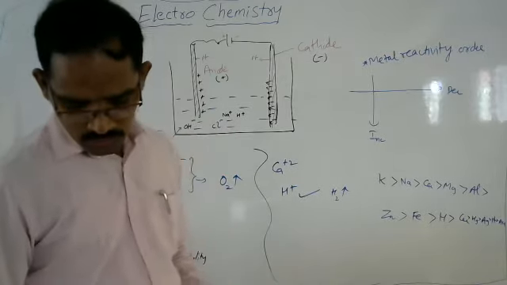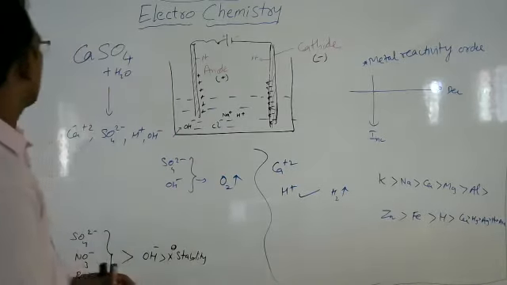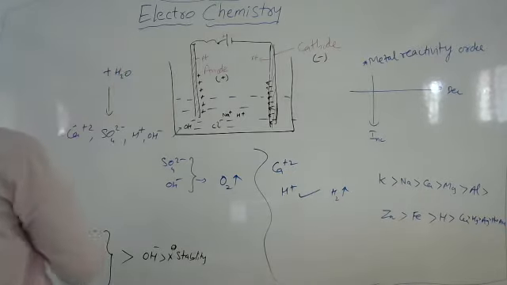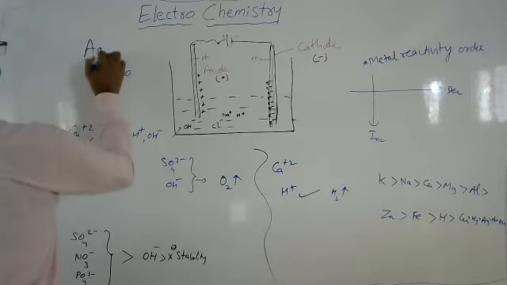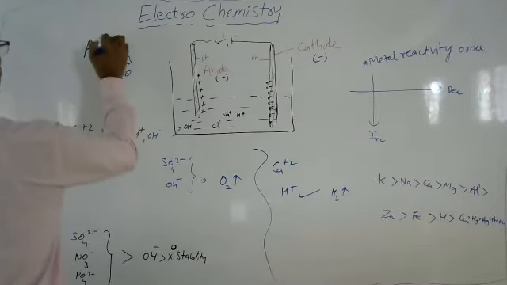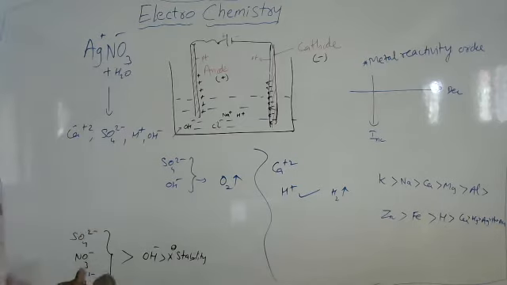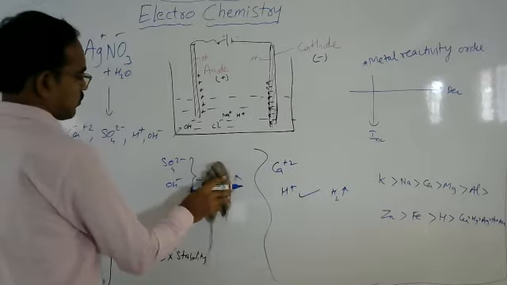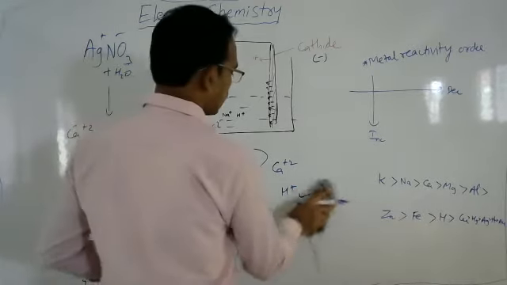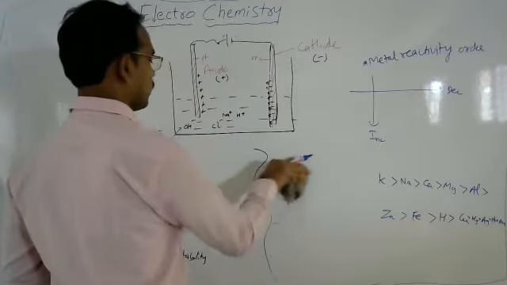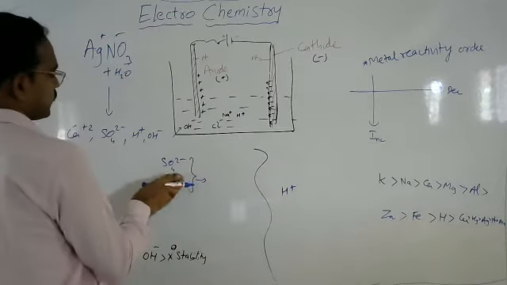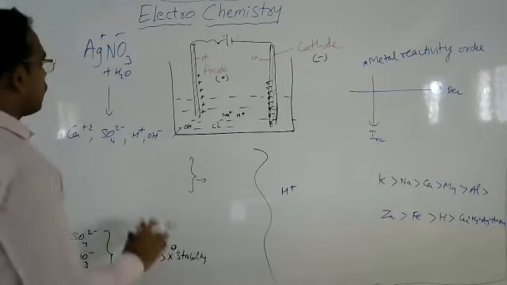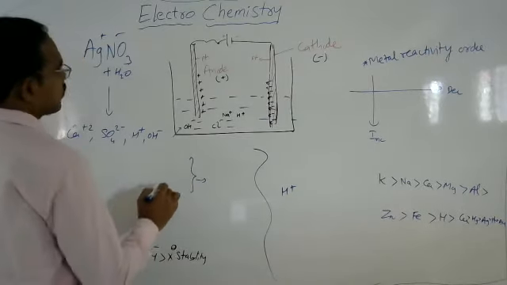Okay, last example I will take AgNO3. Last example, AgNO3. Ag plus, NO3 minus, H plus, OH minus. Now tell me at anode and at cathode. Write that, AgNO3. At anode, at cathode, what are forming?